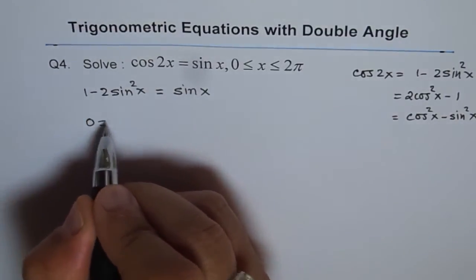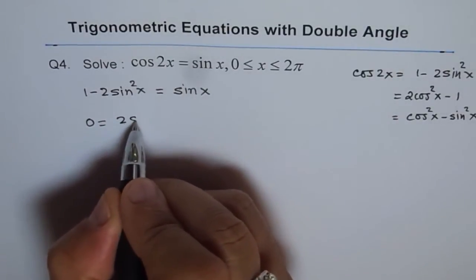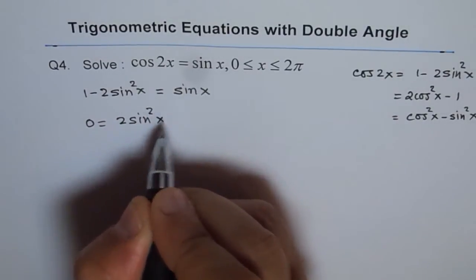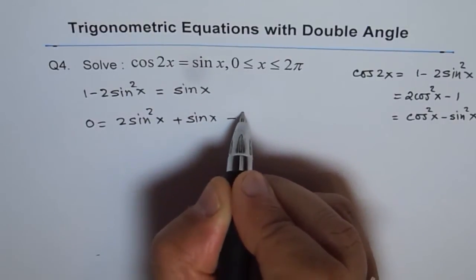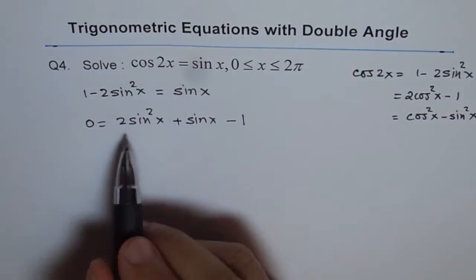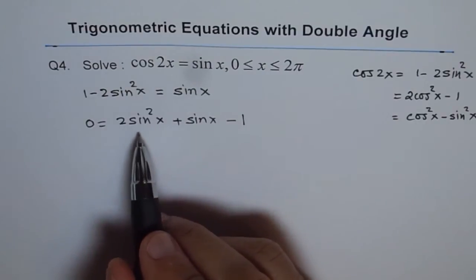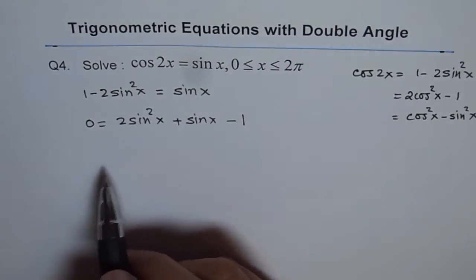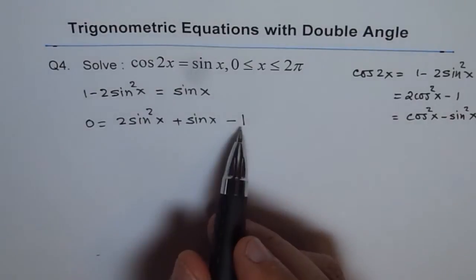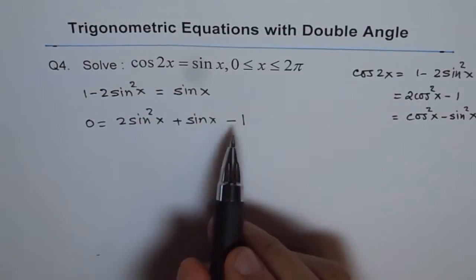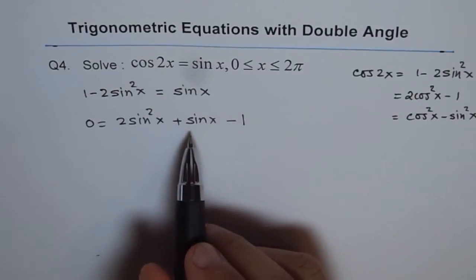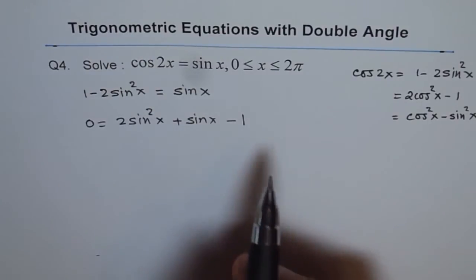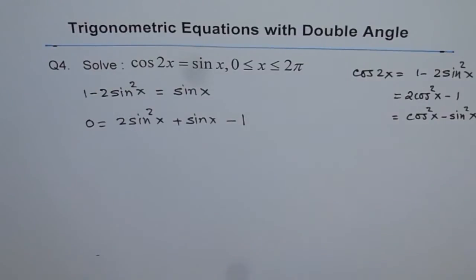So we get 0 equals 2 sin square x plus sin x minus 1, correct? So this is a quadratic equation in sin x. The variable is sin x, correct? So you can now factor this. Product has to be minus 2 and sum plus 1. You can factor it and then get the answer, or you can even use the quadratic formula and get your answer, right? So let me try to factor it.